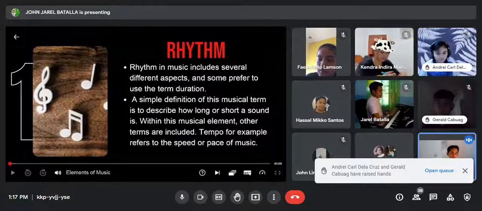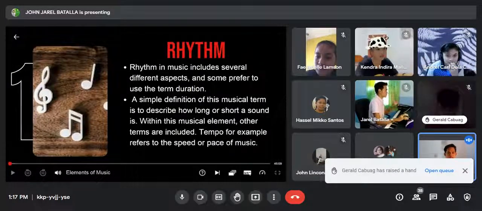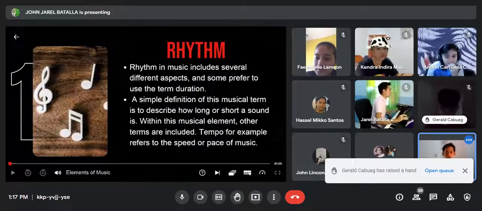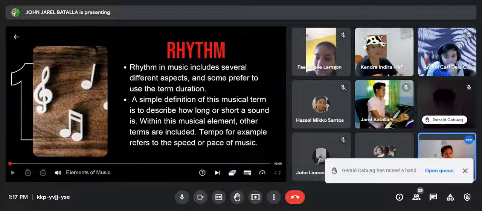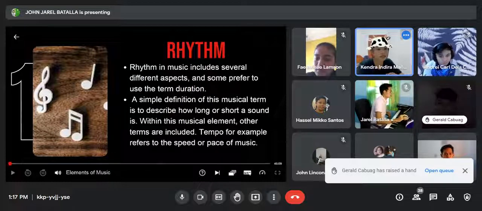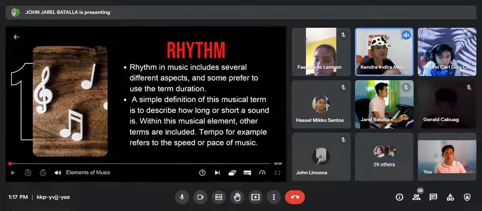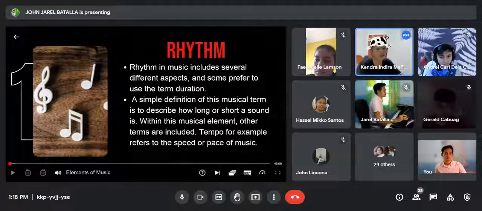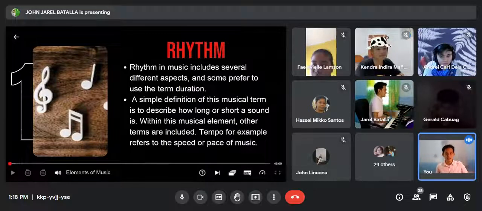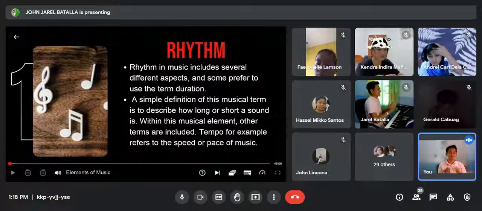Okay, Kendra, based on what you have read, what is the definition of rhythm? What is rhythm in your own understanding? You can express yourself in Tagalog. Sir, it is like you can determine how long or short the sound is that is expressed in the musical piece. Okay, correct. But the simple definition of rhythm is how long or short the sound is.